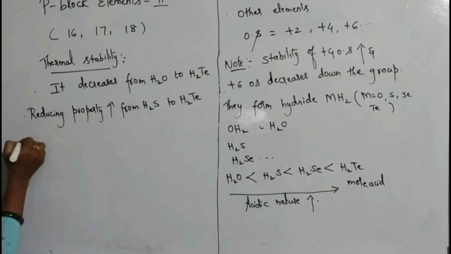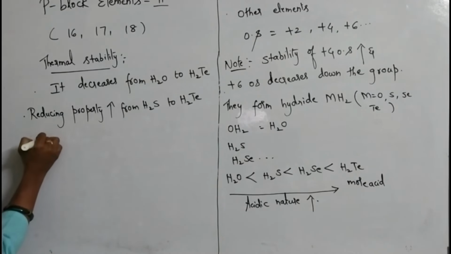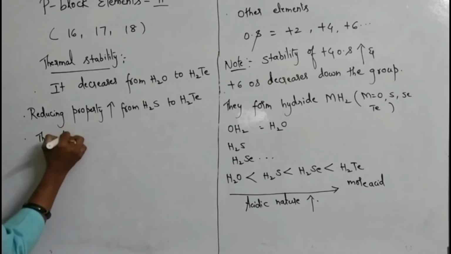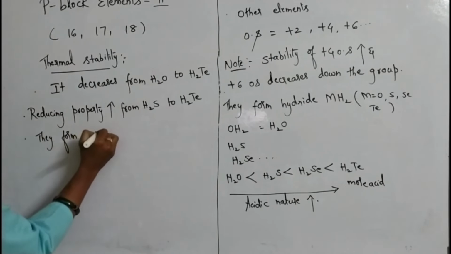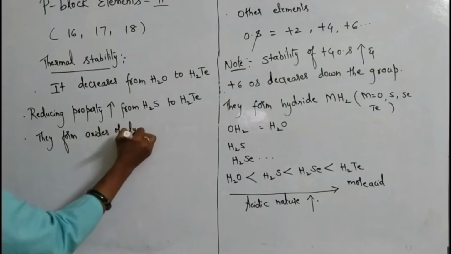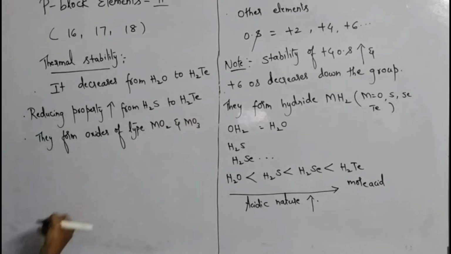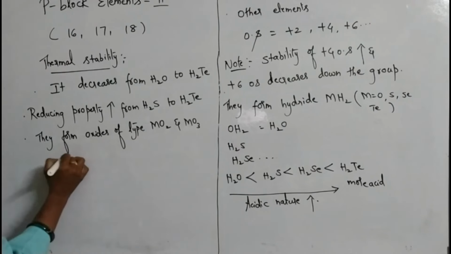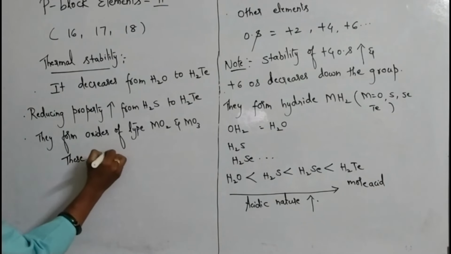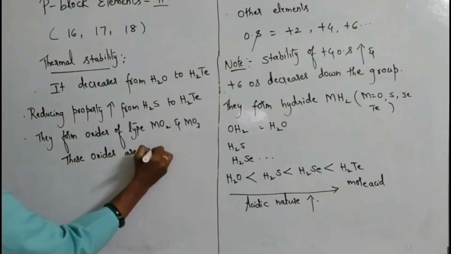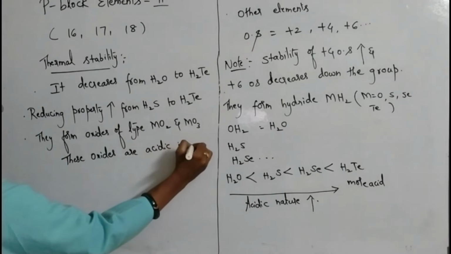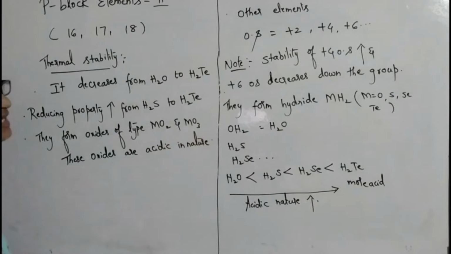See here, next point which you have to remember is what? They form oxides of type MO2 and MO3. And these oxides are acidic in nature. Please remember these points. These oxides are acidic in nature. Generally non-metallic oxides are acidic.